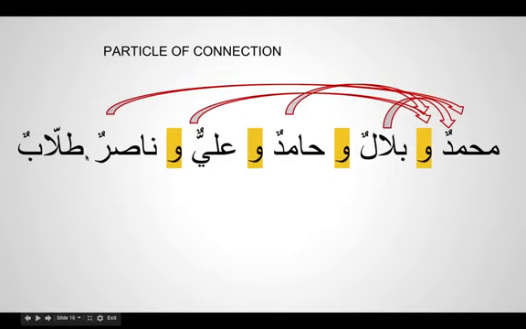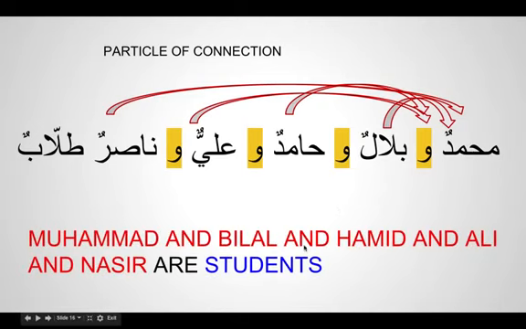So if you see the other word, there is no connection. This is what I was telling in the previous class. When you see a group of nouns and there is no connection, that is where we can insert is or are. So here if you put are, we can translate it as Muhammad and Bilal and Hamid and Ali are students. Tullabun means students.